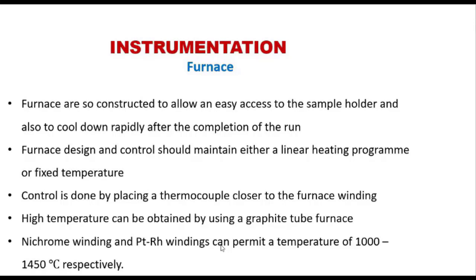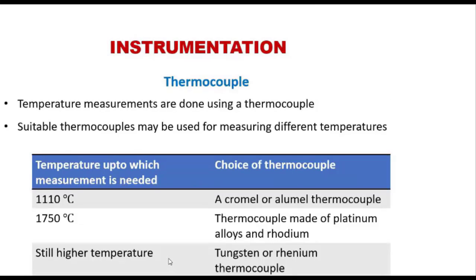Now, high temperatures can be obtained by using a graphite tube furnace. And for the winding, nichrome winding and platinum-rhodium winding can be used for temperatures of 1000 degrees to 1450 degrees centigrade respectively. So depending upon the winding, you can have the temperature also. And the thermocouple, which is kept near the sample, has to measure the temperature so that we can plot the temperature versus weight loss.